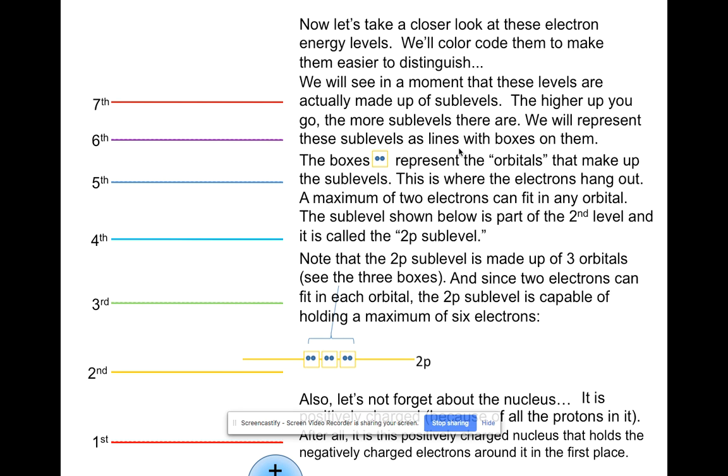In this video, we're going to talk about electron configuration. In a previous video, we talked about Bohr's model of the atom, which shows that electrons exist only in specific energy levels. In this video, we're going to talk about what's actually in those energy levels.